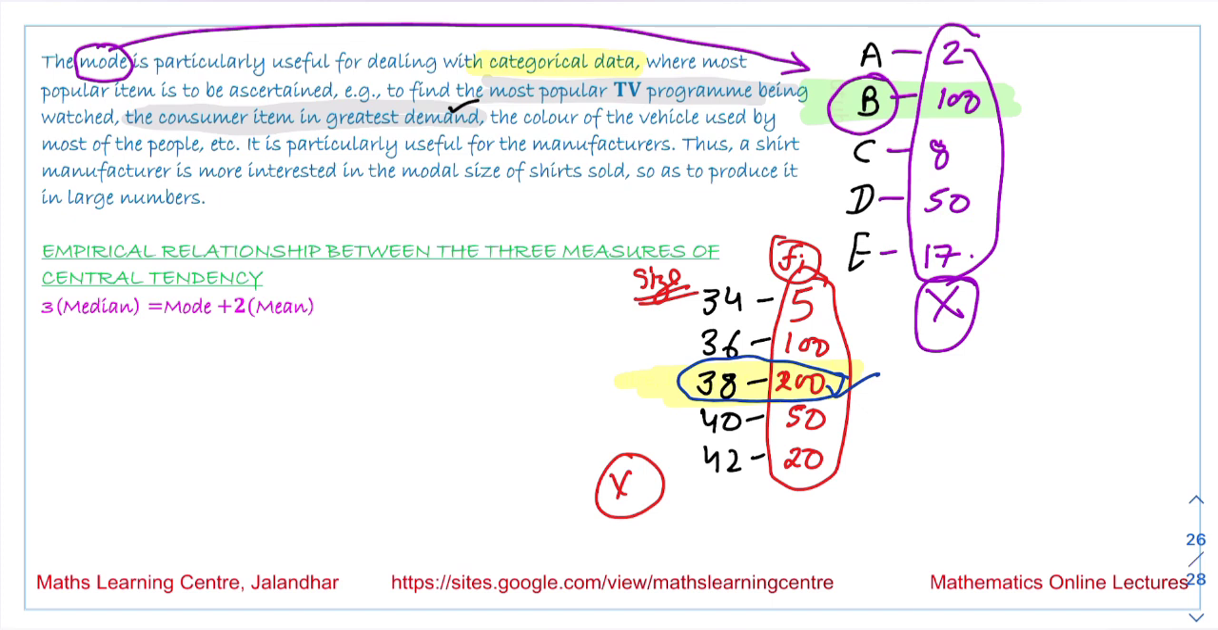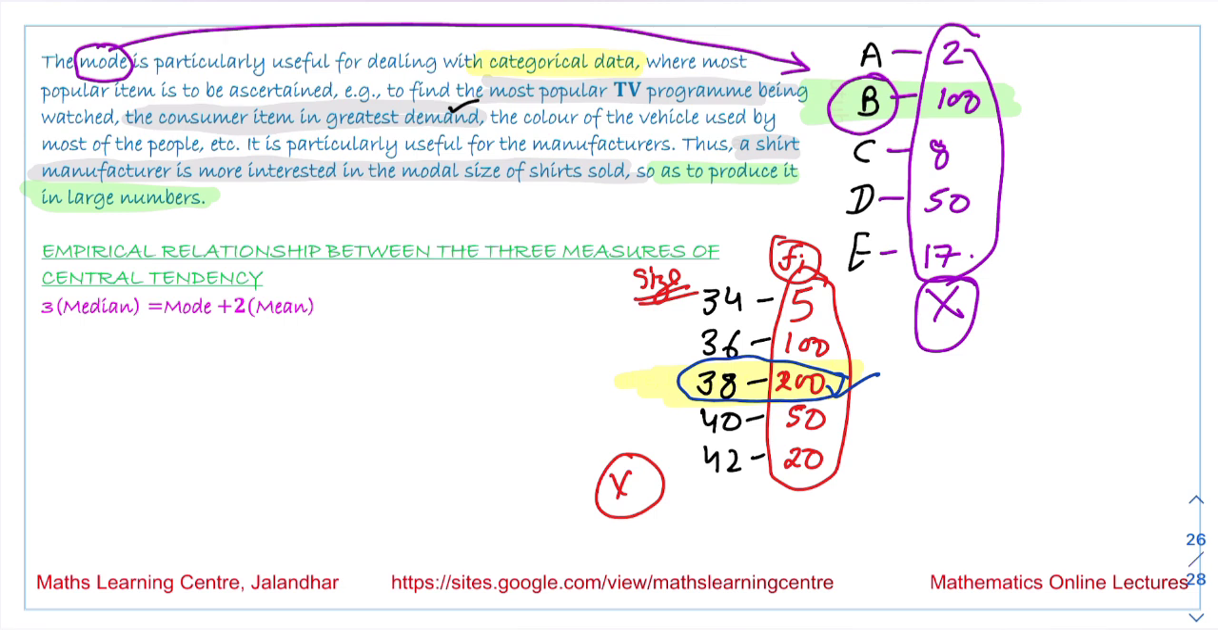So the factory will be more interested in producing the shirts that have the maximum demand. This is mentioned over here, that a shirt manufacturer is more interested in the modal size of the shirts sold, so as to produce it in large numbers. So the mode is used in these kinds of situations.